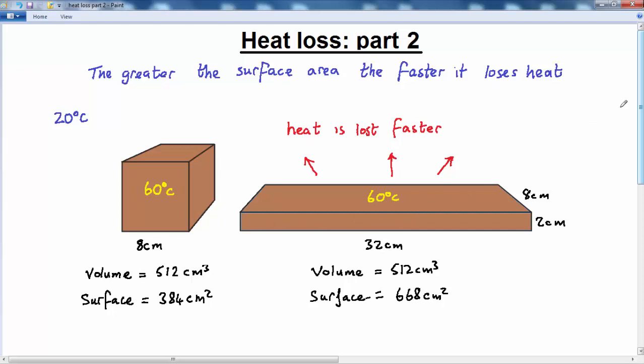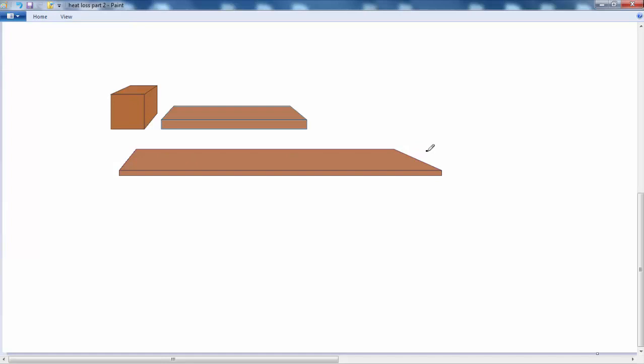Likewise, if I flatten the shape even more, keeping the width the same, still 8 centimeters, but the height now is 1 centimeter and the length is 64 centimeters, and if we do our sums again, we'll find that the volume of this shape is exactly the same. 8 times 64 is 512. There's a lot of maths in this lesson. It's 512 cubic centimeters, but its surface area is bigger. The surface area is 1168 centimeters squared. So its surface area has got a whole lot bigger. So this shape will lose heat a lot faster than this one, which will lose heat a lot faster than this one, because it has the bigger surface area.